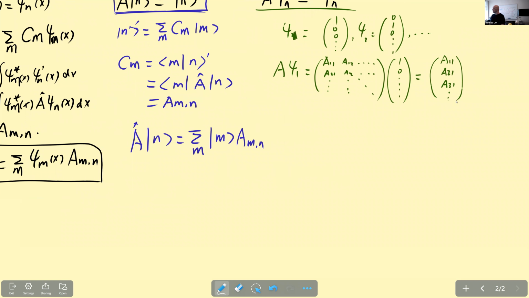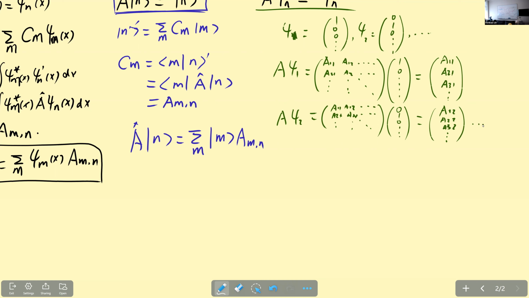Okay. And of course, you can look at the times percent 2, that will be also this one. A11, A21, A12, A22, right? But now it's 0, 1, 0. And this one will give you the second column. That's A12, A22, A32, and so forth, right?